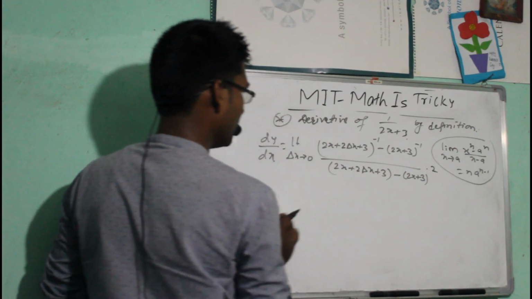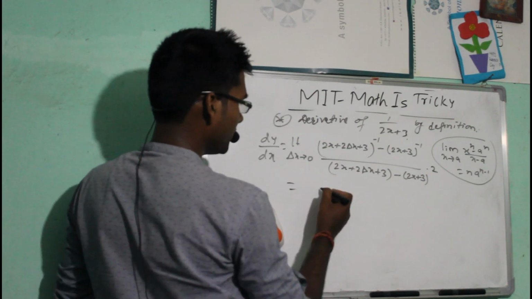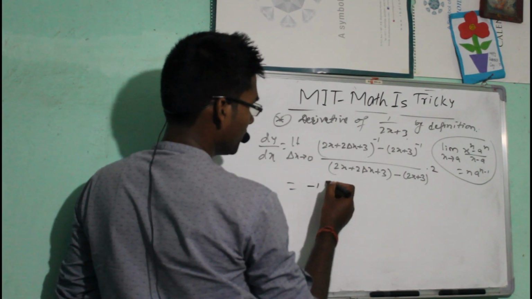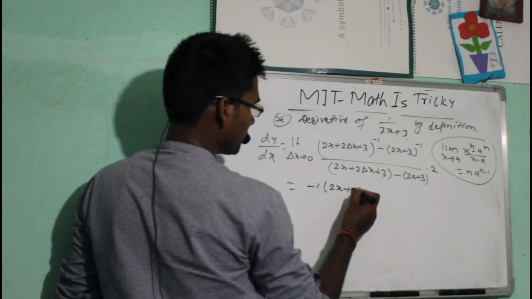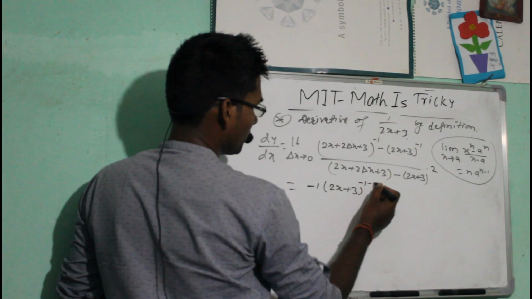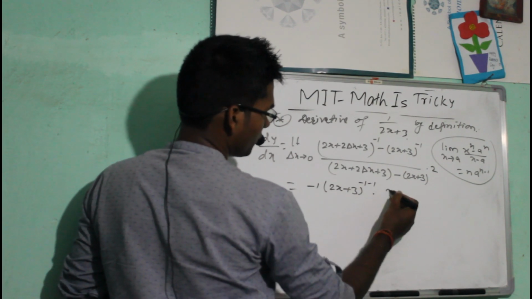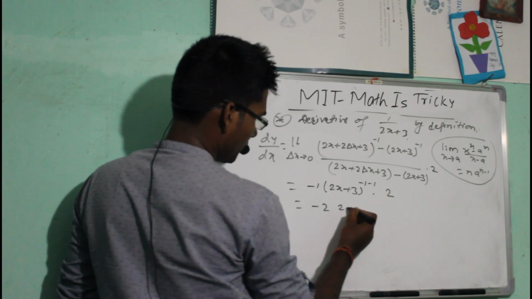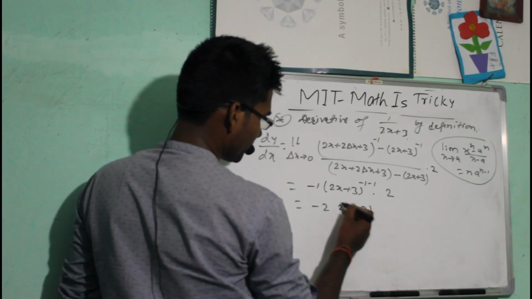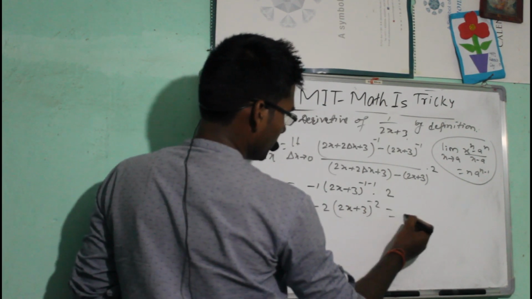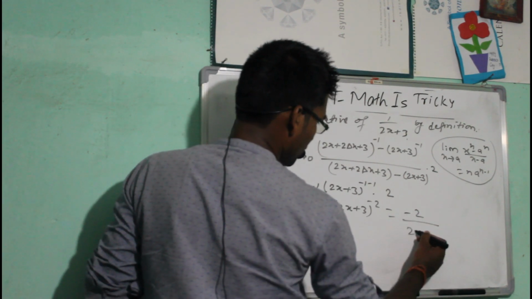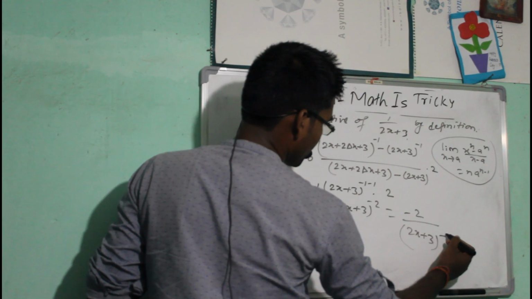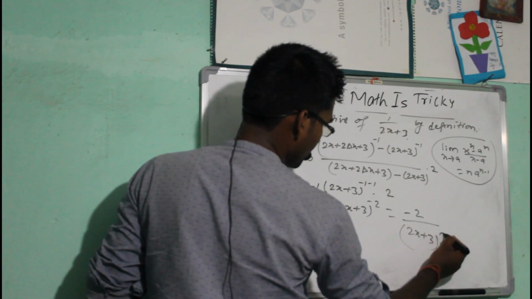Now we can use the formula. So it's simply here by formula, use this formula here: minus 1 into (2x + 3) power minus 1 into 2. So it's your answer, minus 2 times (2x + 3) power minus 2, equals minus 2 by (2x + 3) whole power 2.